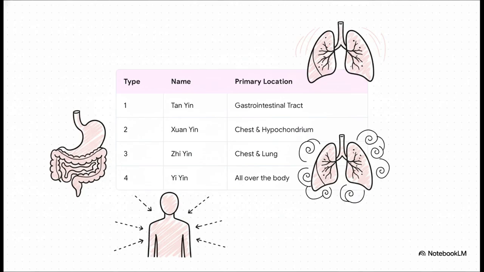Tan is in the gut. Xuan is in the chest and ribs. Zhi is in the chest and lungs. And Yi is everywhere, all over the body. Knowing the location is your first step to picking the right diagnosis and, more importantly, the right formula.